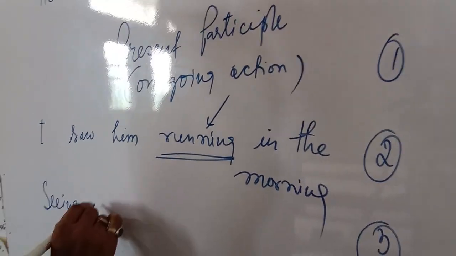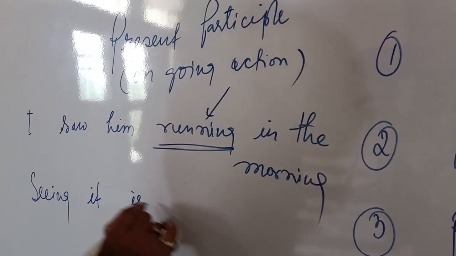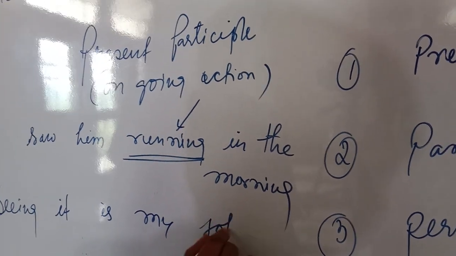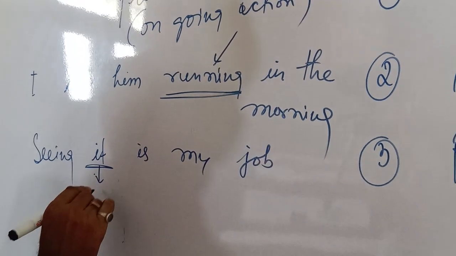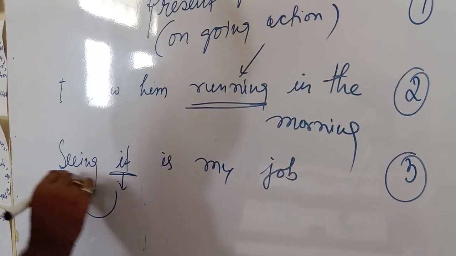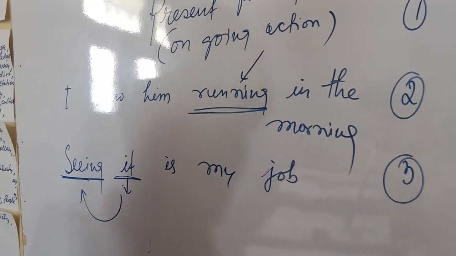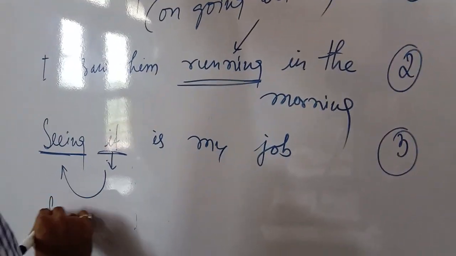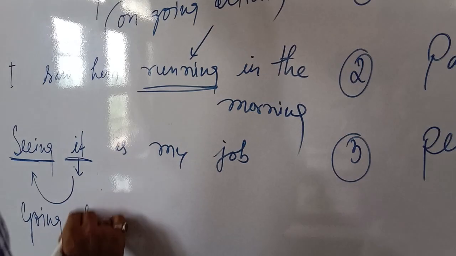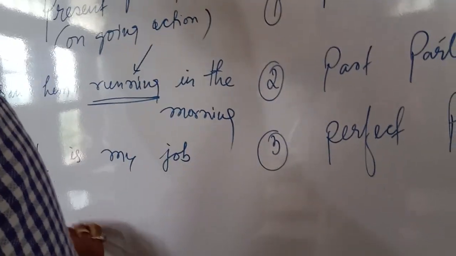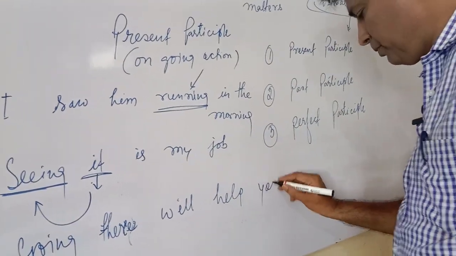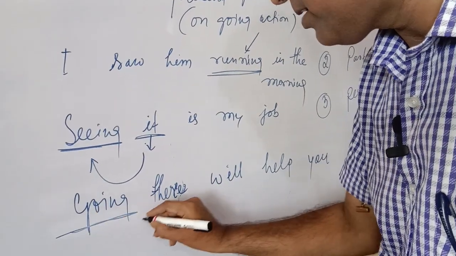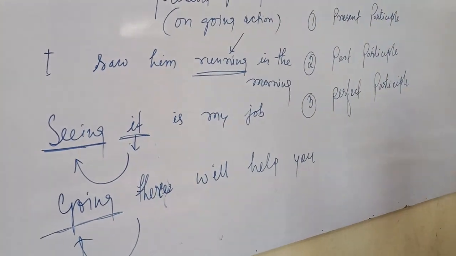Seeing it is my job. In this sentence, it is used as a pronoun, and before that you are using seeing, so it becomes the present participle form of the verb. Going there will help me, help you. Here going is the present participle form of the verb.